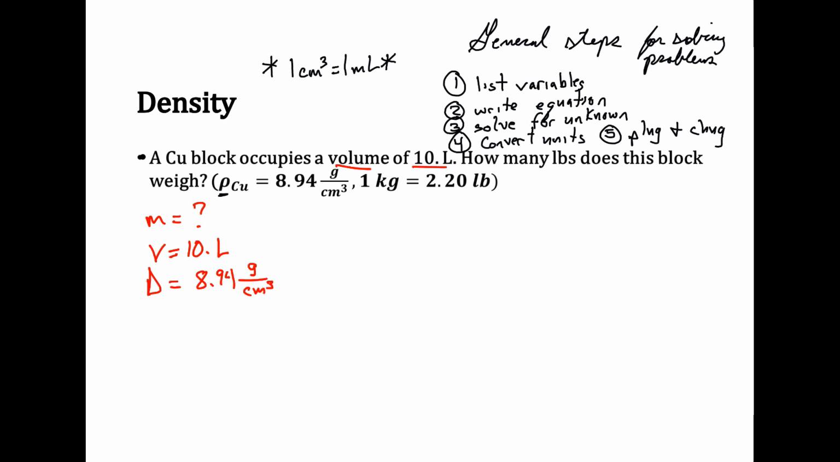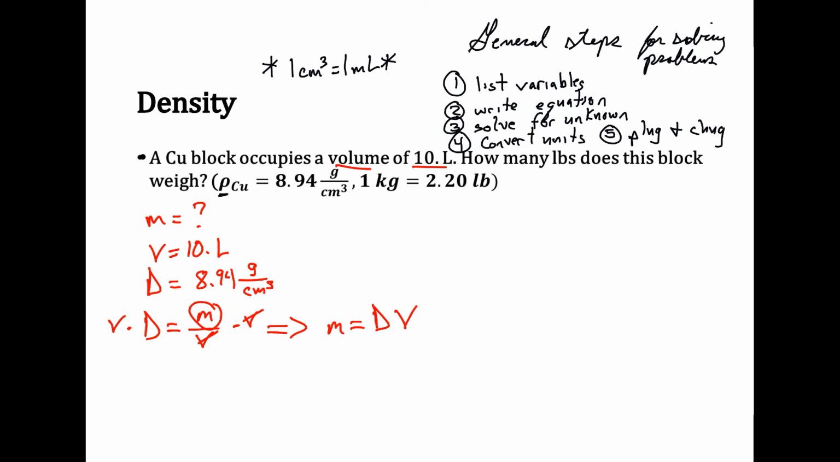Now what we can do is write our equation out because right now the only equation that we've talked about is for density. So D is equal to M over V. Well, we're trying to solve for mass, so let's rearrange our equation. In order to do that, we'll multiply both sides by V. The volume will cancel out on the right-hand side, and we will end up with mass is equal to density times volume.